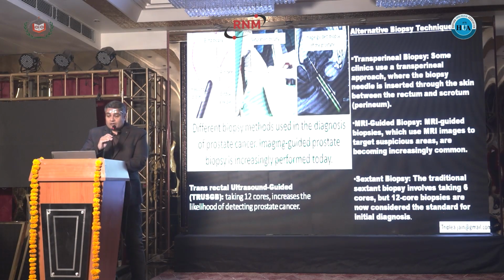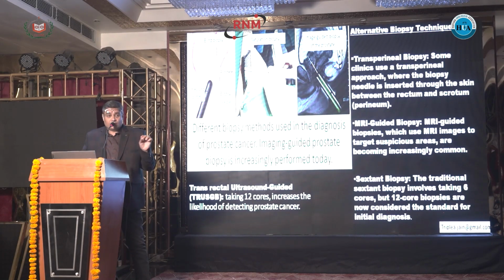Now, conventionally we have a lot of approaches: blind biopsy, saturation biopsy, and image-guided biopsy. There are different biopsy methods that have already been routinely performed. The most common, as pointed out by Dr. Pranay, is transrectal ultrasound guided biopsy, which usually takes 12 cores. This increases the likelihood of detecting prostate cancer. So in a 12-core biopsy, you have to target multiple samples from different cores.